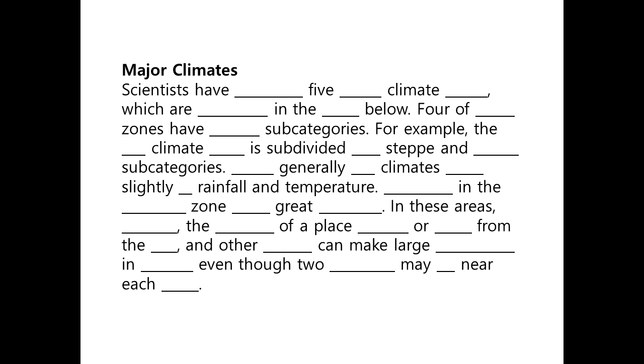Locations in the highland zone show great variation. In these areas, altitude, the position of a place toward or away from the sun, and other factors can make large differences in climate, even though 2 locations may be near each other.